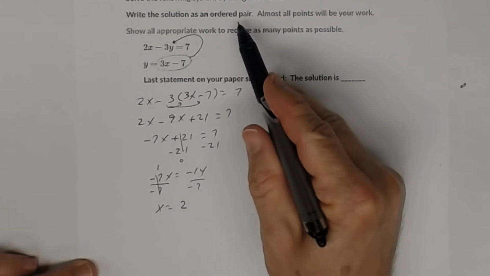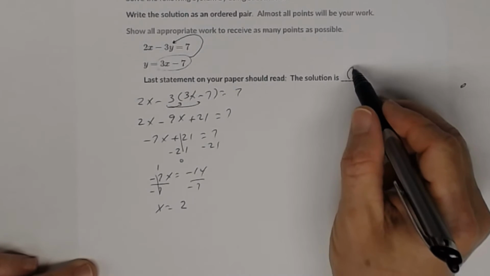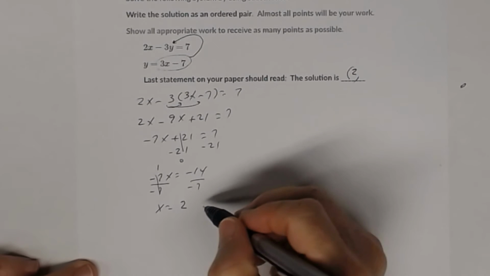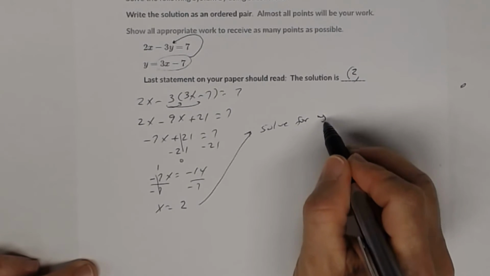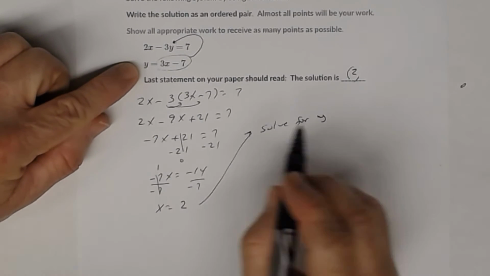So remember the ordered pair. An ordered pair is a point, so you have to use the parentheses. Your x coordinate is 2. You just found the x coordinate. Now you have to solve for y. And to solve for y, it does not matter which of these equations you use. I would use this one because y is already by itself.